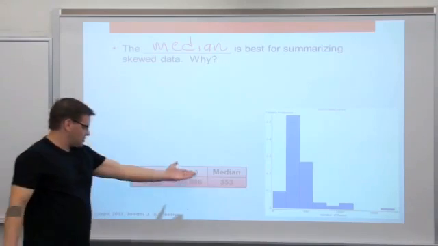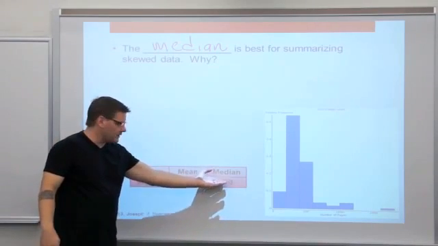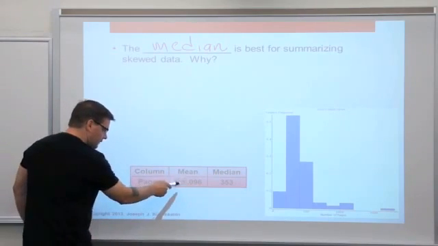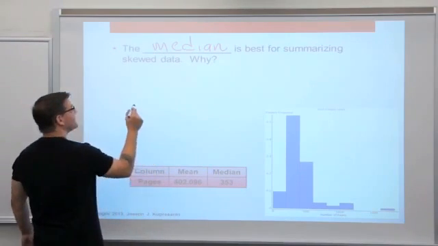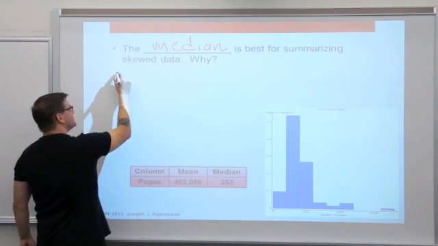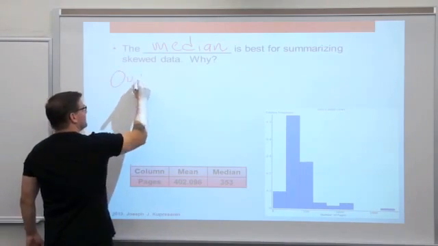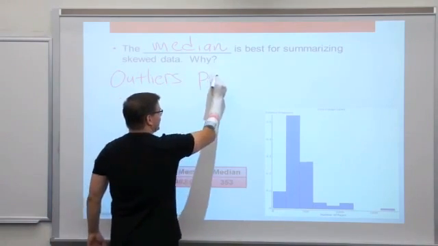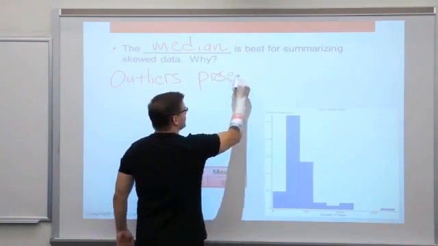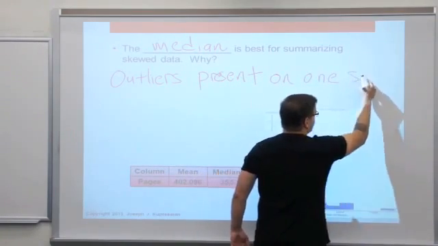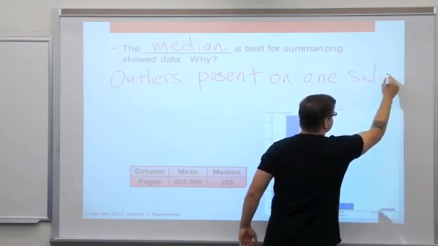Library data, surely the median is a better measure of center. 353 is describing the center much better than the 402. This is distorted by the outliers. Why do I pick the median? With skewed data, outliers are typically present on one side, right? Skewed data, you're going to have a long tail.